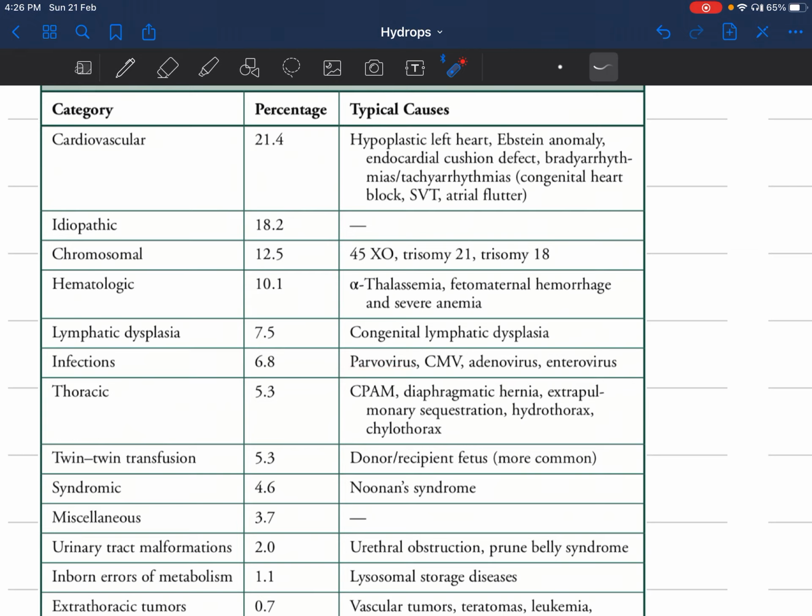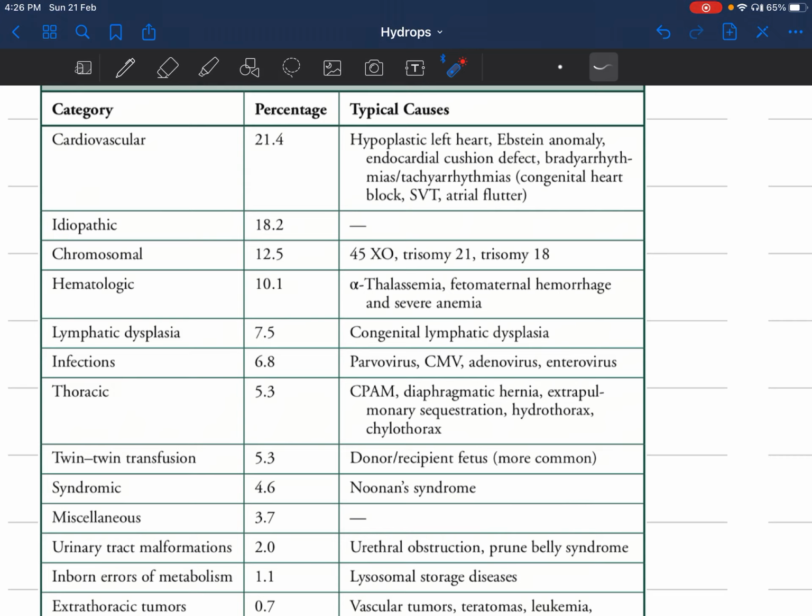Adenovirus causes Hydrops fetalis by causing fetal myocarditis. See, parvovirus affects your hematological system. Your CMV affects your vessel wall, causing vasculitis. Your adenovirus causes fetal myocarditis, resulting in Hydrops fetalis. Though all these are infections, each of them has a different pathophysiology, causing anemia, causing Hydrops fetalis.